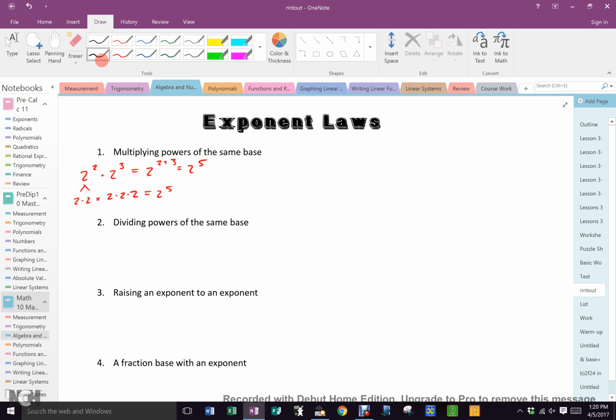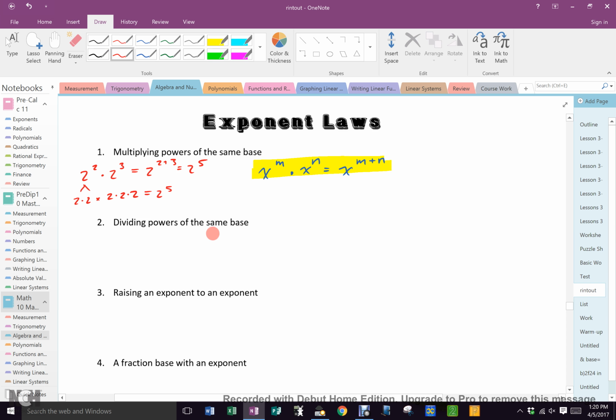Now, in grade 9, we use numbers. In grade 10, we change this to letters. X to the m times x to the n equals x to the m plus n. That is what you should know for the 10th grade. Okay? No different, except there's letters. So, we'll come back to that.